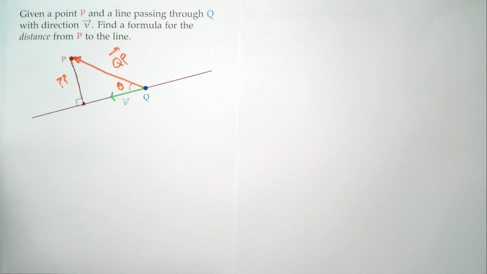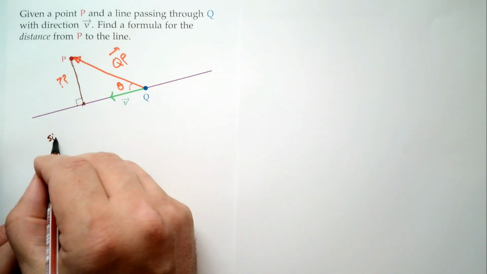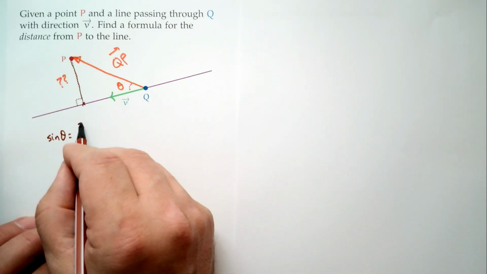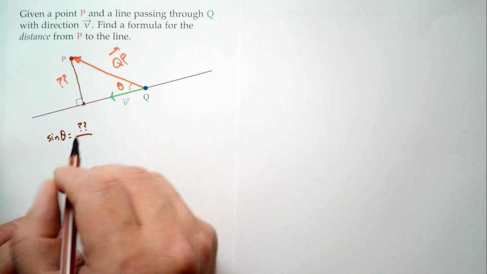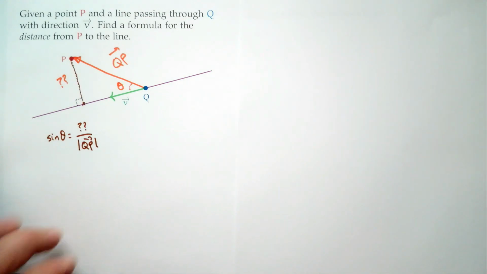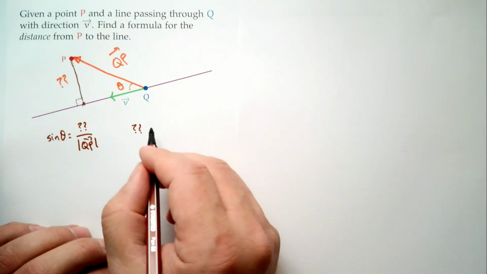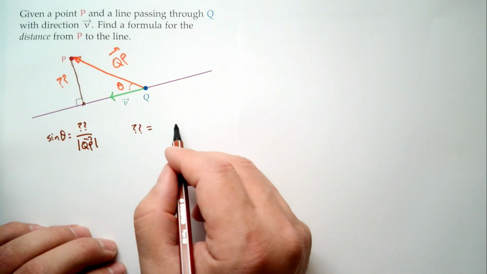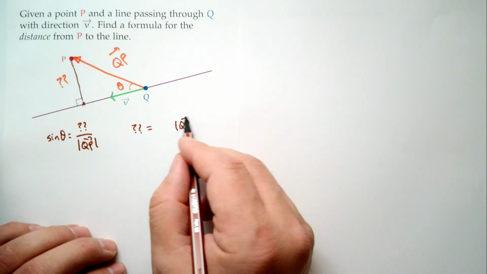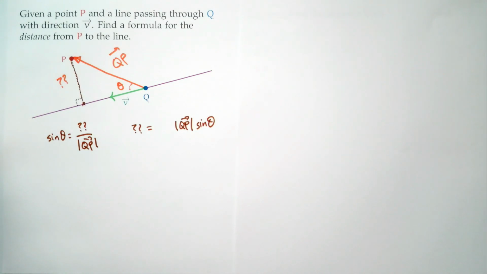The sine function. The sine relates the opposite and the hypotenuse. So we can say that sine of theta is equal to the opposite side, which we don't know, over this length, if you will, the length of the vector of Q times P. So now we're in business. Whatever we're looking for has to be equal to this magnitude of QP times sine of theta. The problem is, of course, I don't know what sine theta is.